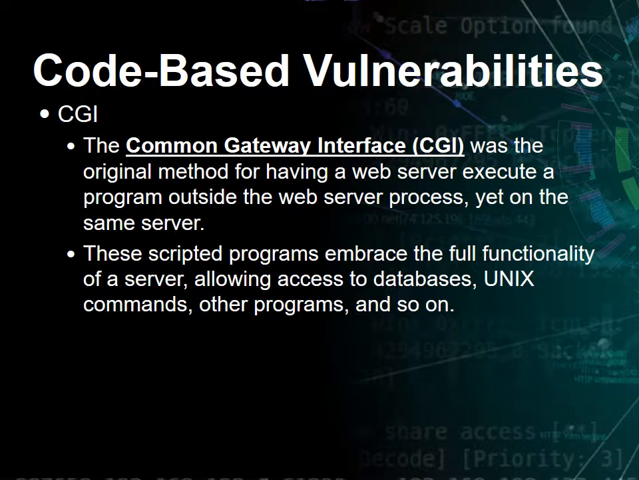Before there was JavaScript, before there was ActiveX, before there was Flash ActionScript, there was CGI. CGI, or Common Gateway Interface, was the original method for having a web server execute a program outside the web server process, yet on the same server. These scripted programs embraced the full functionality of a server, allowing access to database, Unix commands, other programs, and so on.